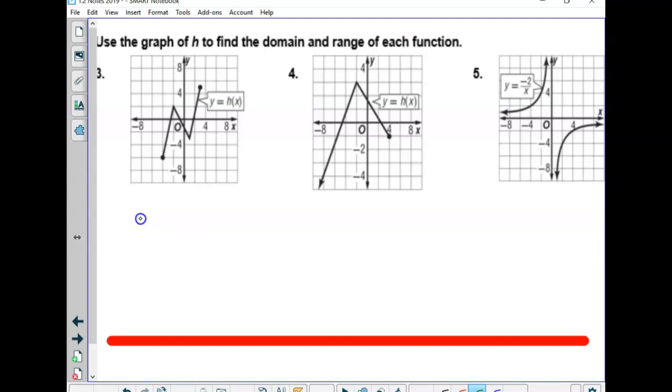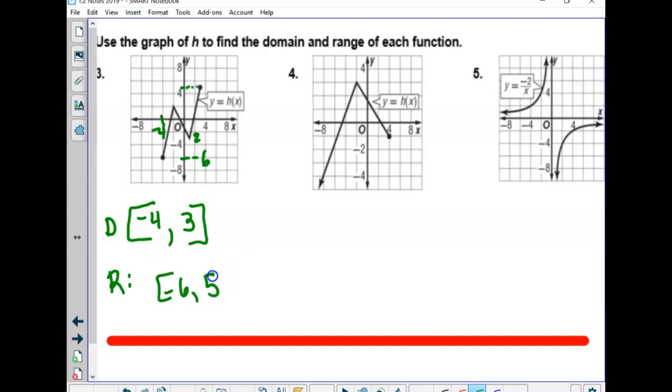What's the first one? Be careful. Watch the scale. We're going left to right. -4 to 3, it looks like. Because this is -4 and this is 2 and it's between 2 and 3, okay? That's the domain. The range. -6 is the bottom. Top, it looks like 5 maybe. That one's hard to tell. Okay? As long as there's no open circles, though, you shouldn't have any parentheses, okay?